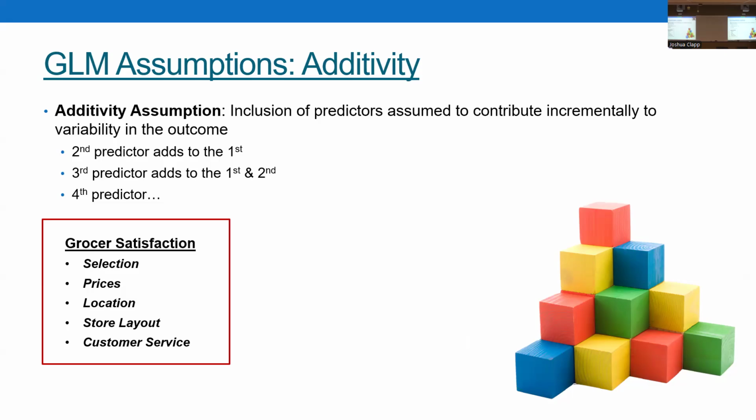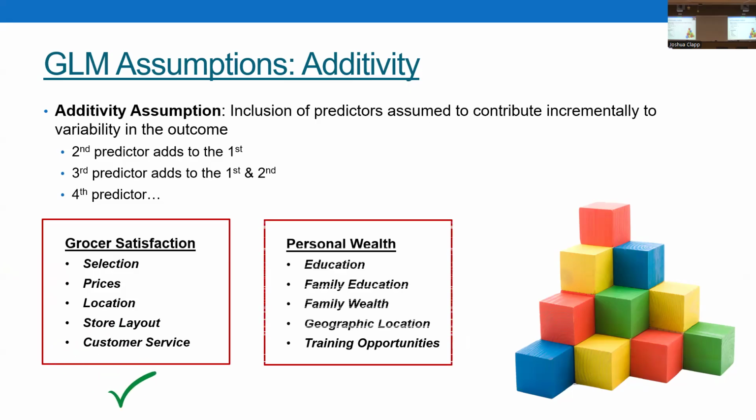So each one of these things is a different component of grocery satisfaction. They're all picking at different components of satisfaction. Okay. I would say that this is a good model. Okay? Like that one. All right.